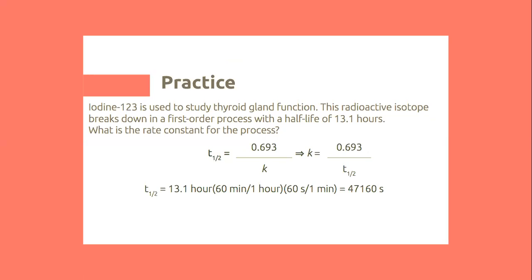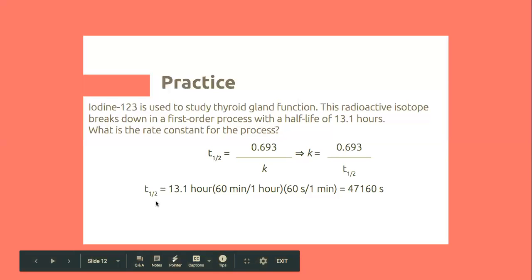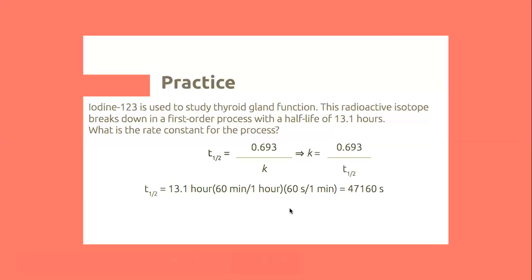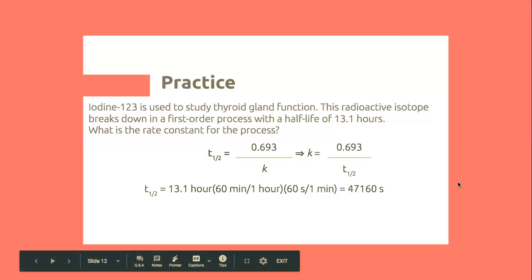And then we just plug our numbers in. Or do we? No, we have to convert our hours into seconds, because remember, our rate constant, our k, has some pretty specific units. Hopefully you remember what those units are. So first, let's convert our time into, pardon, not minutes, seconds. I'm going to say 13.1 hours times 60 minutes times 60 seconds, which is 47,160 seconds.